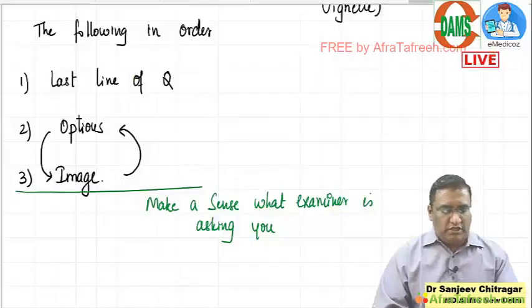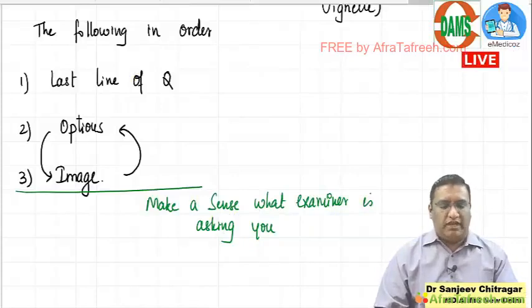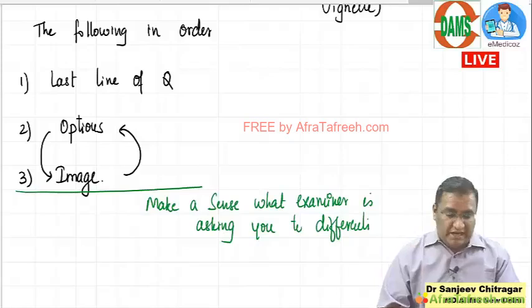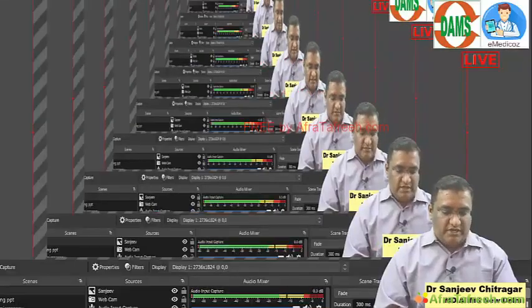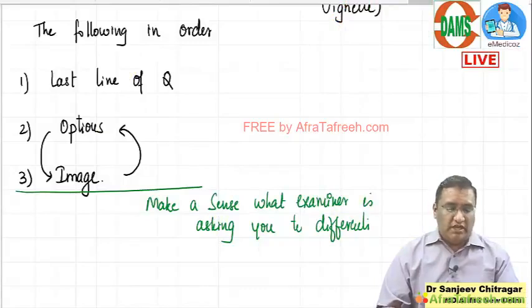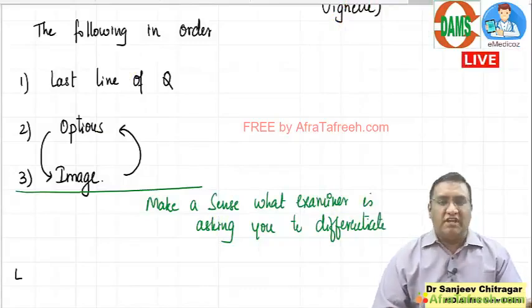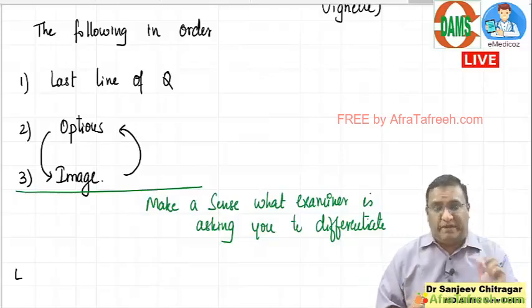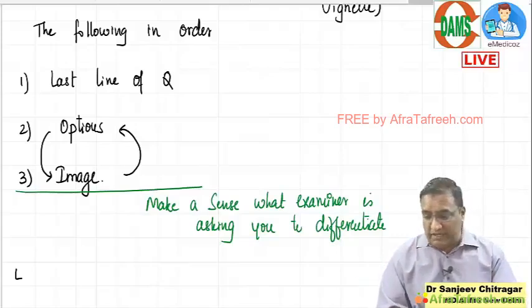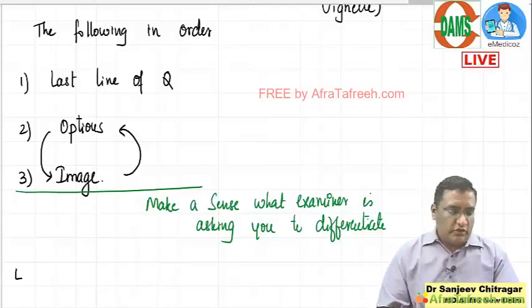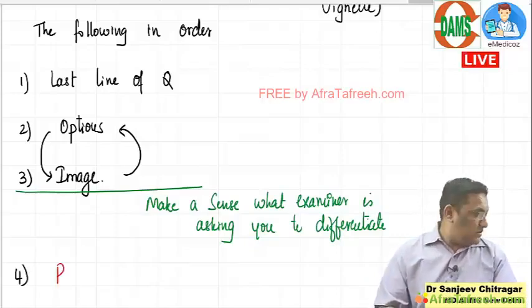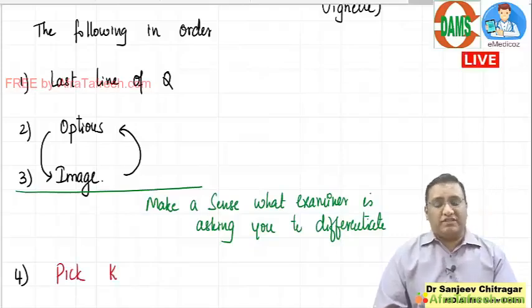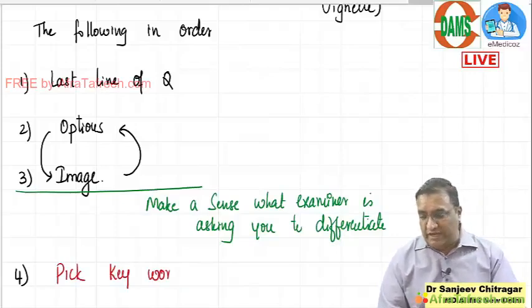Okay, so that is how I would like to go with it. With the image, make a sense of what the examiner is asking you to differentiate. Once you know what the examiner is expecting you to differentiate, then you will start looking at the keywords. We always keep telling you, keywords always will be in retrospect, not in prospect. So retrospectively, when I look at the keywords, they will always be based on what the examiner is asking. Then you will end up picking the keywords.